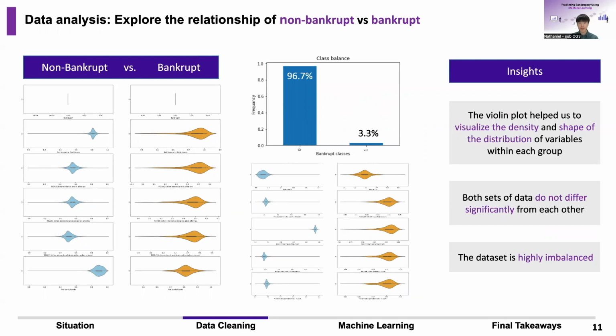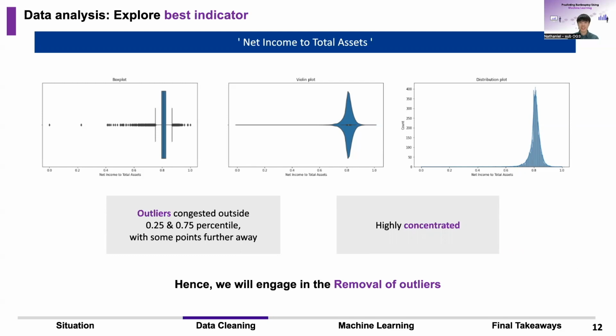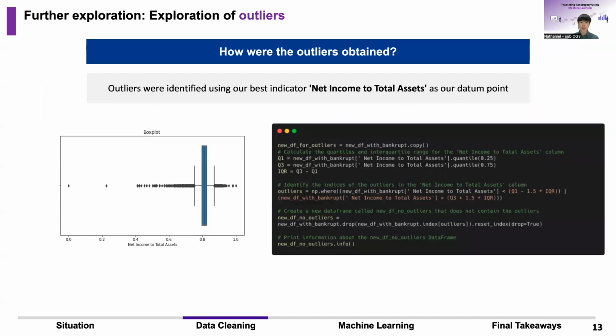This may be due to the fact that the dataset was highly imbalanced, with a much larger proportion of non-bankrupt companies in the dataset. We then explore our best indicator, net income to total assets, where we notice outliers congested at the first and third interquartile range. Therefore, we engaged in the removal of the outliers. Outliers were identified using net income to total assets as our data point, and rows corresponding to it were removed.